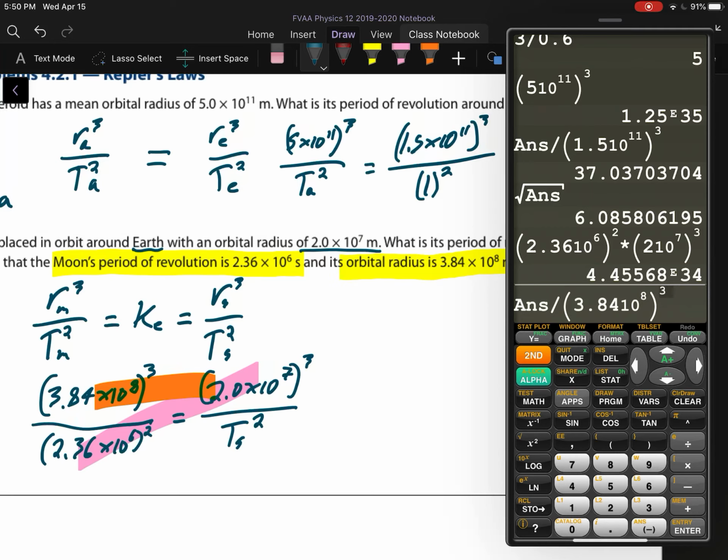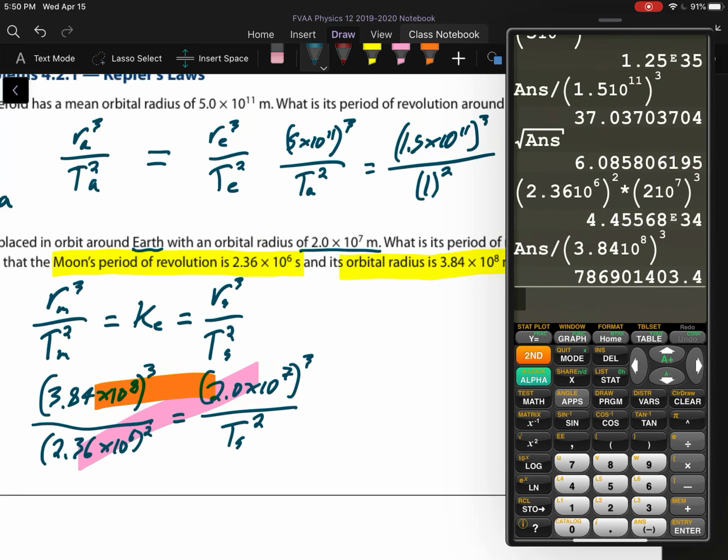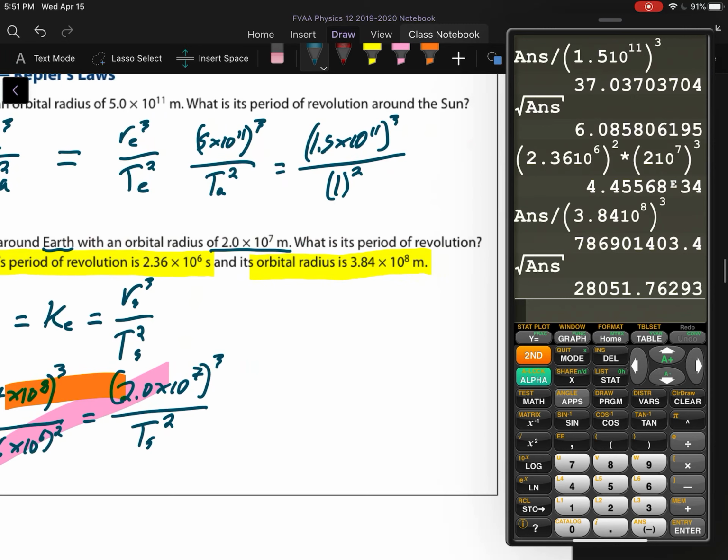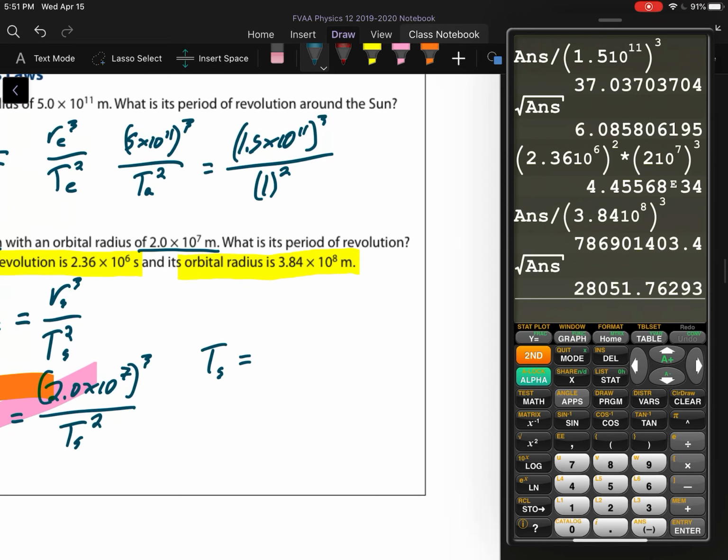Let me make sure I've entered everything correctly. Multiply those, divide by, press enter. So this is my period right now, this is the period squared of the satellite in seconds. But of course I need to get just the period, not the period squared. And so I get a period of satellite of, let's keep 3 sig figs here. No, we're going to keep 2 sig figs here based on the question. 2.8 times 10 to the 4 seconds, okay, or 28,000 seconds.